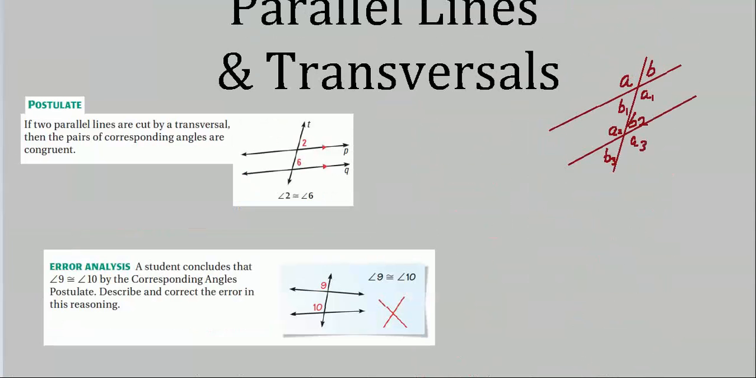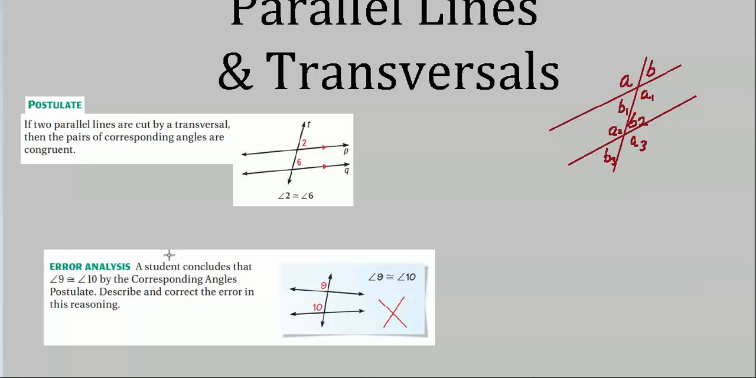Well, here's one you probably don't even have to think about too much, if at all. A student concludes that angle 9 is congruent to angle 10 by the corresponding angles postulate. What did he do wrong? Maybe he asked the guy next to him. That's always a mistake.